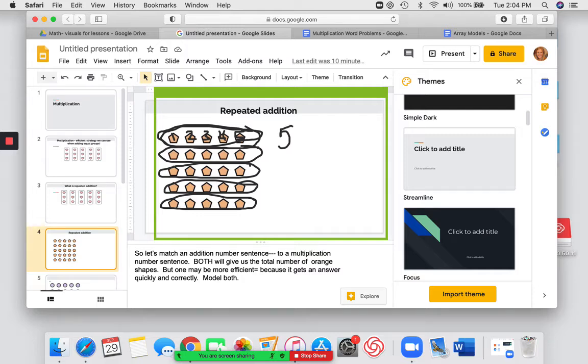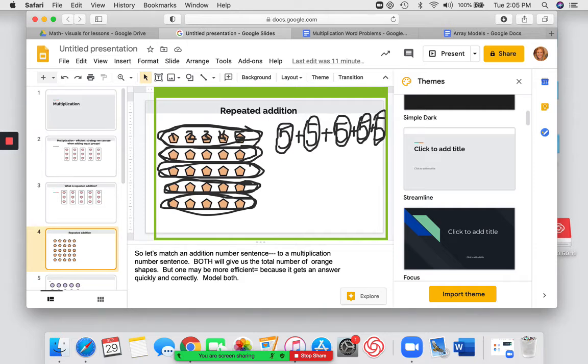Then I'm going to add another set of 5 because I have my second group. So plus 5. Then I have another group of 5, so I'm writing plus 5. And then I have a fourth group of 5, so plus 5. And a fifth group of 5, so plus 5. 5 plus 5 plus 5 plus 5 plus 5. Watch what I do here. Let me circle them like groups.